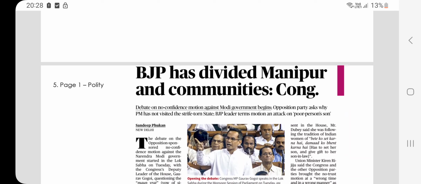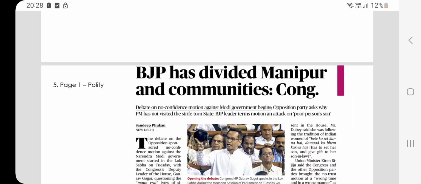A no confidence motion is a formal proposal moved by the opposition against the ruling government in the Lok Sabha under Rule 198 of the Rules of Procedure and Conduct of Business in Lok Sabha. According to the motion, if the ruling party fails to prove its majority in the Lok Sabha after passing of the motion, it must resign.